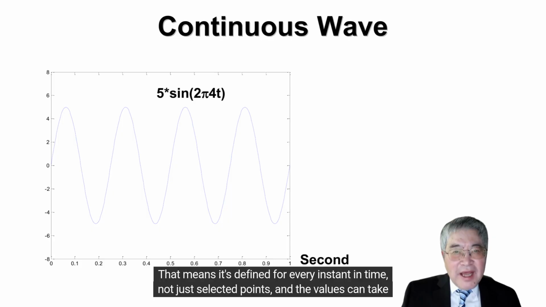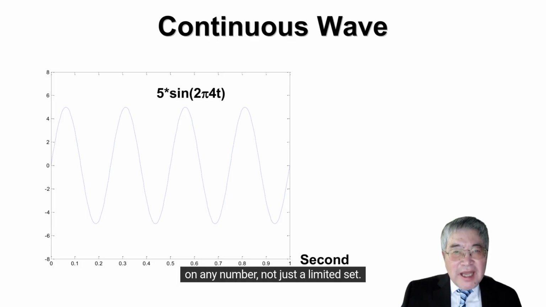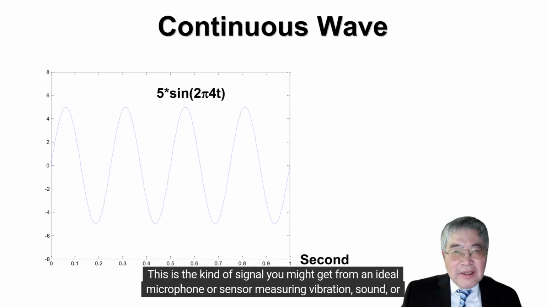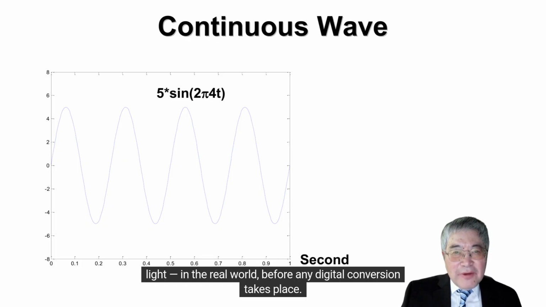That means it's defined for every instant in time, not just selected points, and the values can take on any number, not just a limited set. This is the kind of signal you might get from an ideal microphone or sensor measuring vibration, sound, or light in the real world before any digital conversion takes place.